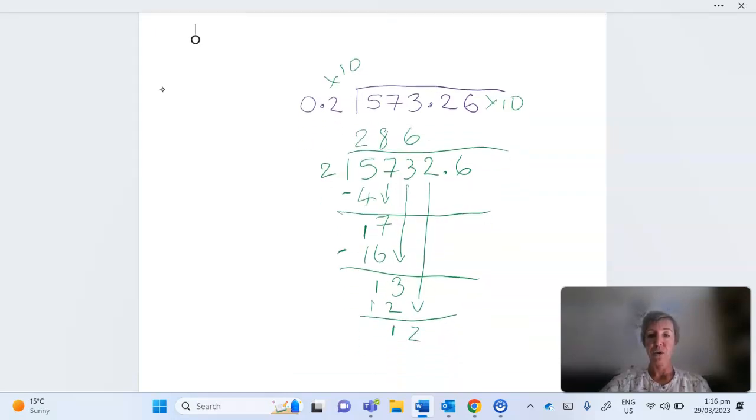Bring down my 2. 12 divided by 2 goes 6 times. 6 times 2 is 12. So when I subtract that, I get nothing. I've still got a 6 to bring down. 6 divided by 2 goes 3 times, and my decimal point goes directly above the decimal point there.